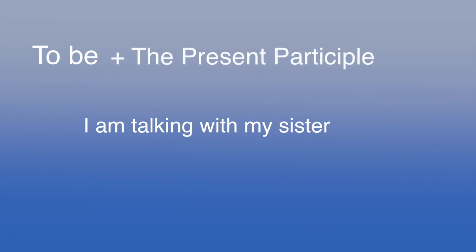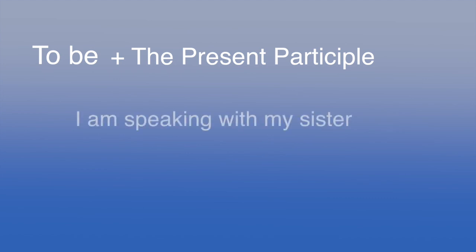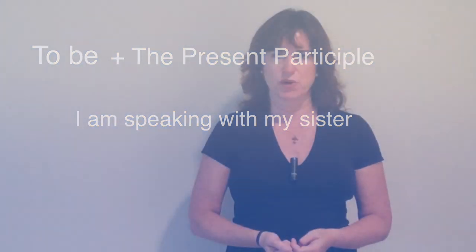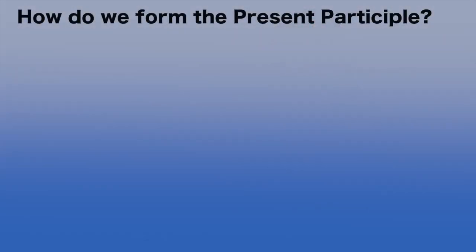And then there's the present participle, commonly known as an ing verb. If I say I am speaking with my sister, speaking would be a present participle. So there's two parts to it. We already know how to form the verb to be, which for the present progressive will always be the verb estar, never the verb ser. How do we form the present participle?